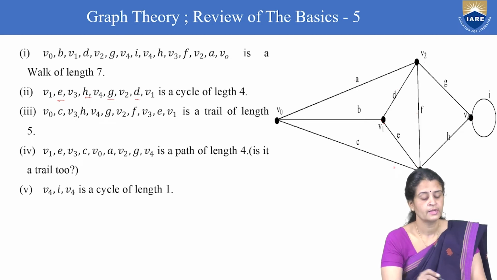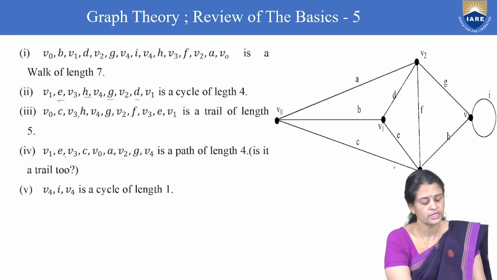Okay. So now considering this one: V1, E, V3, C, V0, A, V2, G, V4. It's a path. Is it a trail? Yes, it's a trail also. Why? Because no edges have been repeated in it. So it is a path which is also a trail.